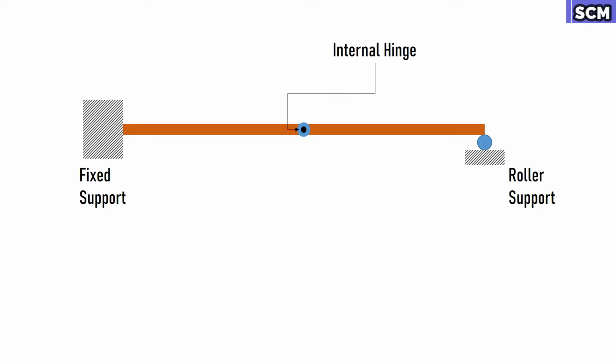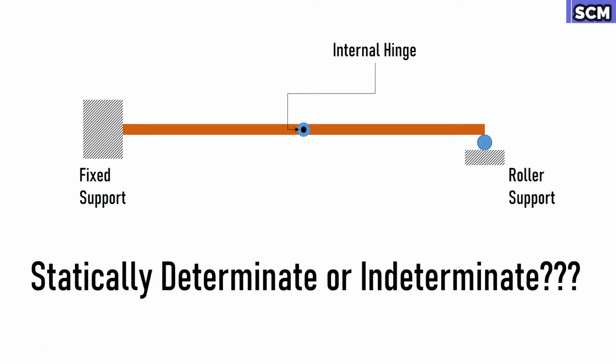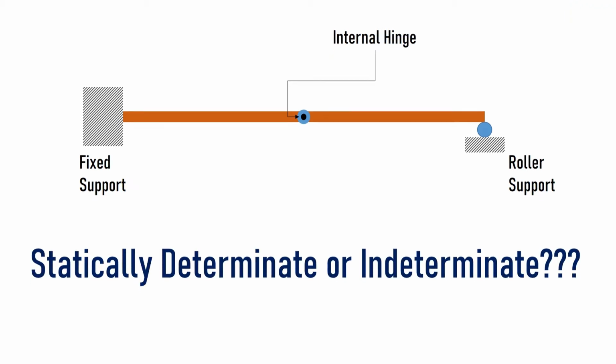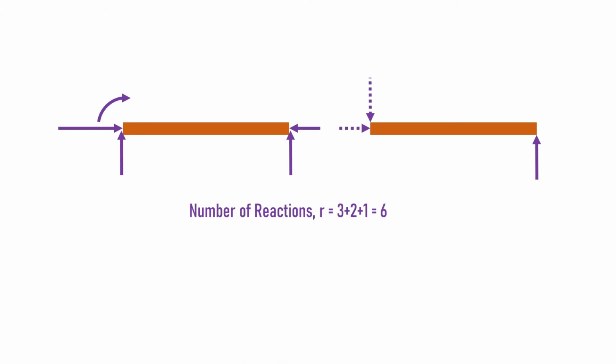Let us consider a beam that has fixed support at one end, roller support at another end, and is hinged internally at the middle. Now tell me whether this beam is statically determinate or indeterminate. The beam has 3 plus 2 plus 1 equal to 6 reactions in total and has only 2 segments.